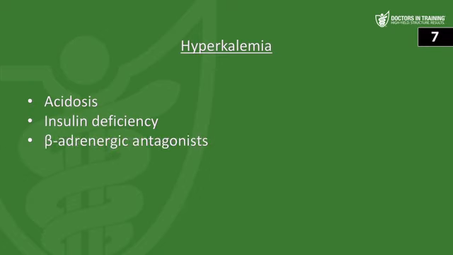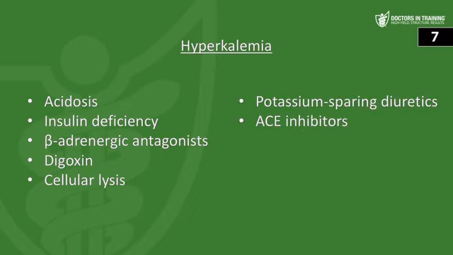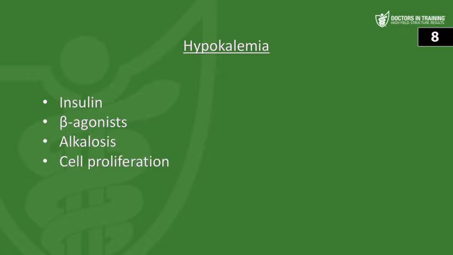Next, what factors or substances cause hyperkalemia? So we talked about things that shift potassium out of cells. Acidosis, insulin deficiency, beta-adrenergic antagonists, digoxin, and cellular lysis. But I also want to throw in potassium-sparing diuretics and ACE inhibitors. Now, those don't cause potassium to shift out of the cells, but they can cause hyperkalemia. And then the next question, what factors or substances cause hypokalemia? Again, the things that shift potassium into cells are insulin, beta-agonists, alkalosis, and potentially cell proliferation. Then we can add loop diuretics and thiazides as potential causes of hypokalemia because they cause the patient to dump a lot of potassium into the urine.